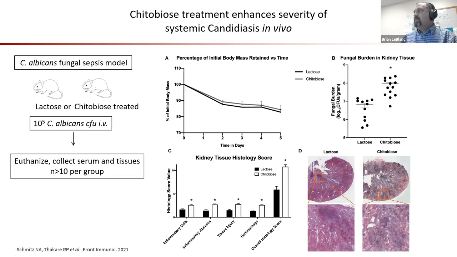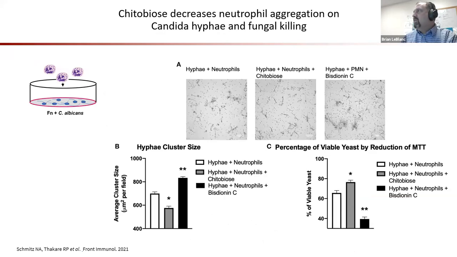So the next step would be, instead of using the knockout animals, to use a chitotriosidase inhibitor in vivo. Now, unfortunately, what I've been using before is bisdionin C.